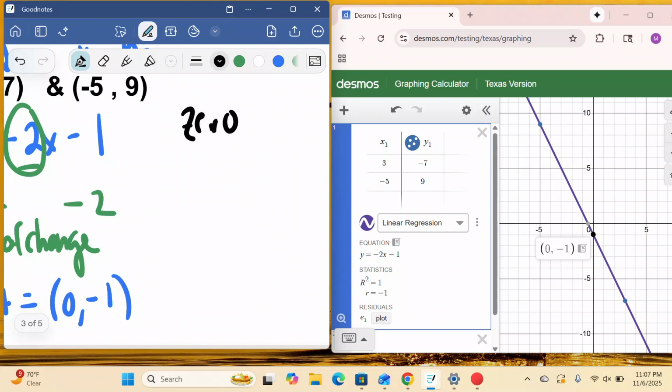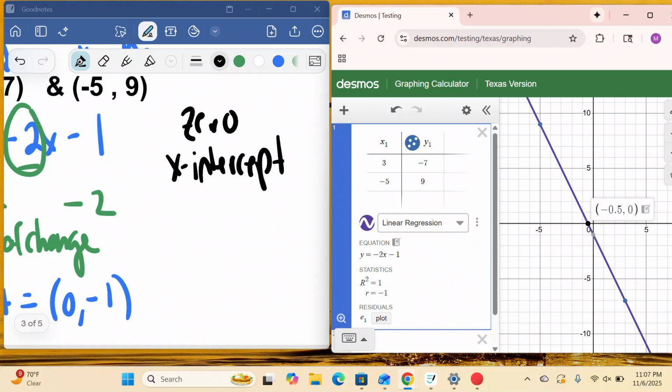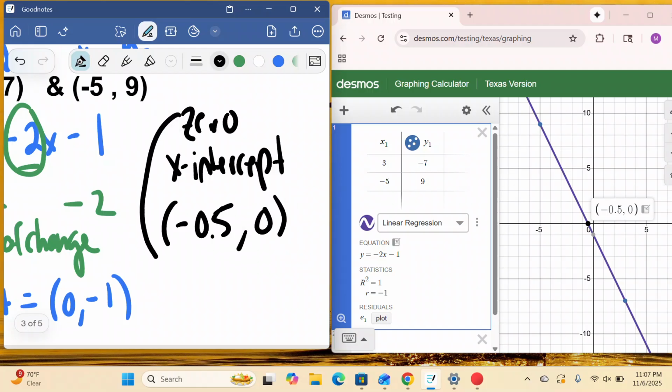Or I can call it x-intercept. So I want to find out where this line crosses my x-axis, and I click on it right there, and I click this one off, and my x-intercept is going to be negative 0.5 comma 0. And if I want to label a 0 as being negative 0.5, then it's okay to do that.